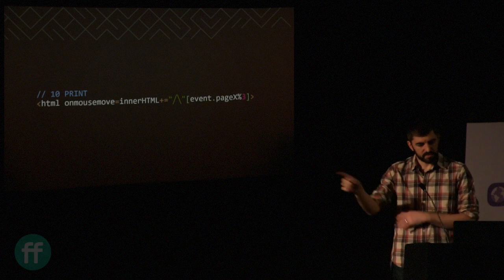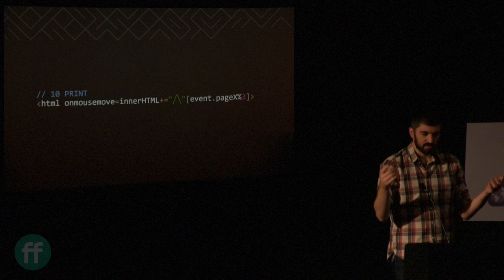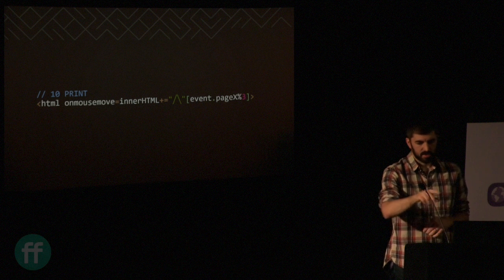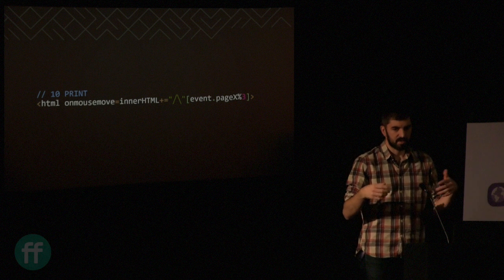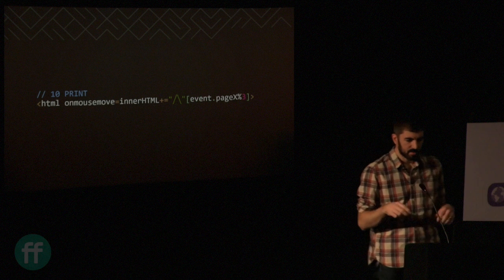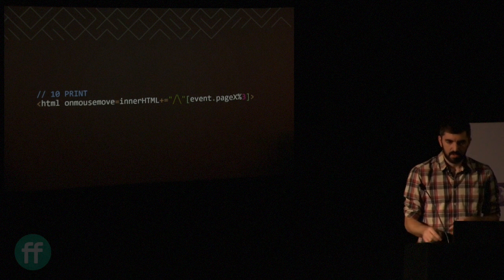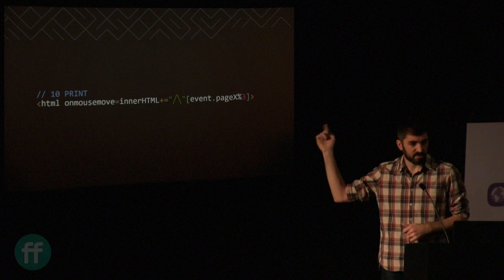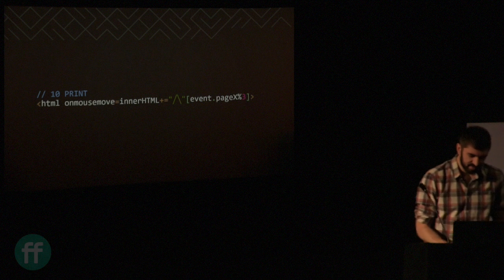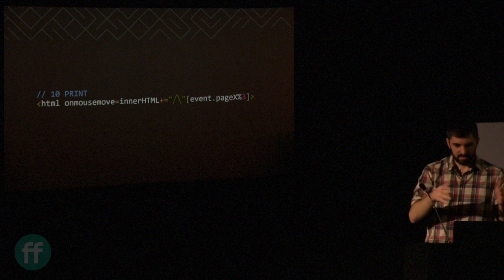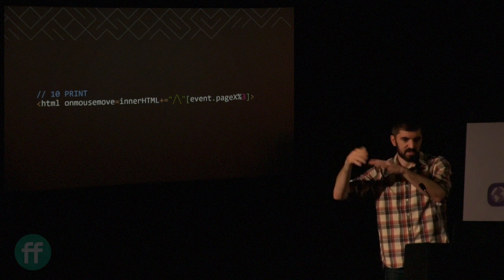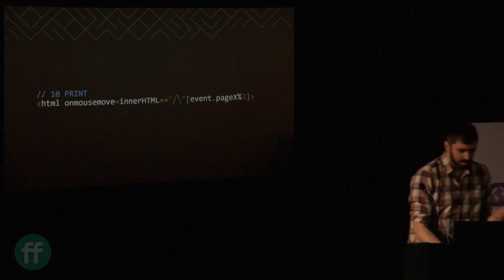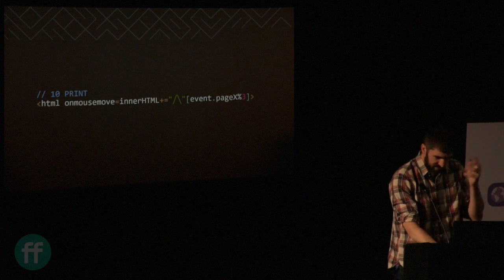So on mouse move, I append a random character, almost random character, to the inner HTML. And this randomness comes from the event page X modulo 3, which picks basically one of three random characters in the string that you see here. But you only see two characters. It's because there is a zero width white space, which you don't see because it's zero width. And this zero width white space allows the stream of diagonals to have some space so that the lines break and you don't get just one straight line. So it's all about abusing standards and thinking in slightly different ways.